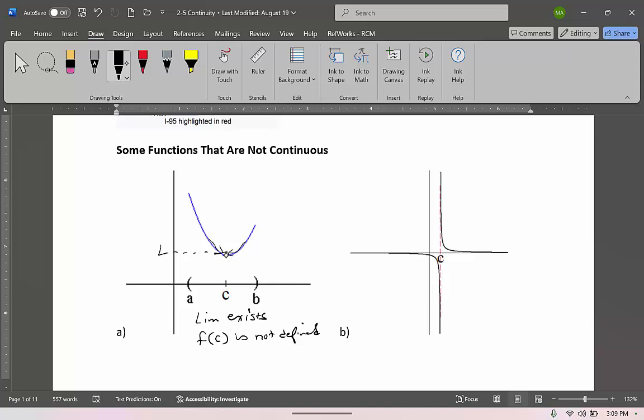defined at a point. All right, so in the second case here, we actually have that the function is not defined, but also we have that the limit as x approaches C does not exist. Okay, because it increases or decreases without bound depending on what side of the C that we're coming from.